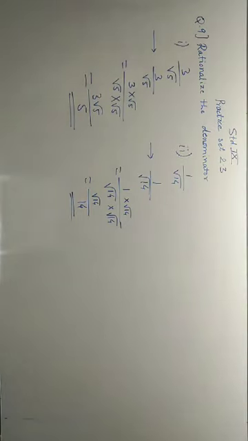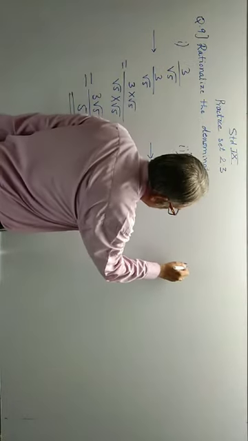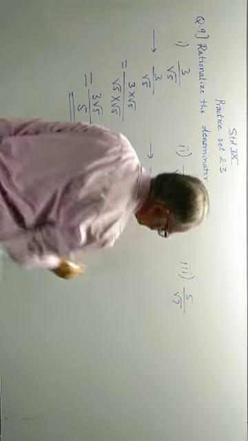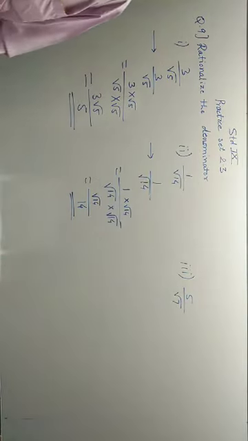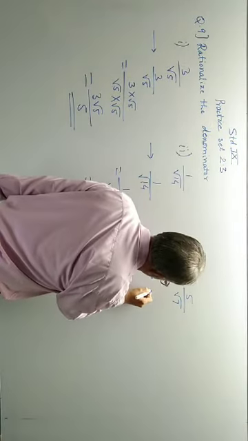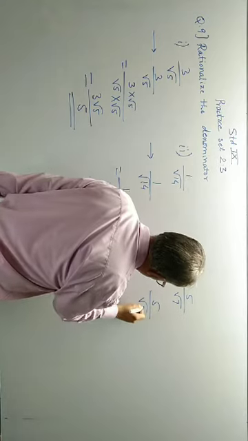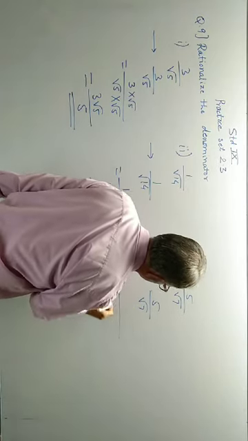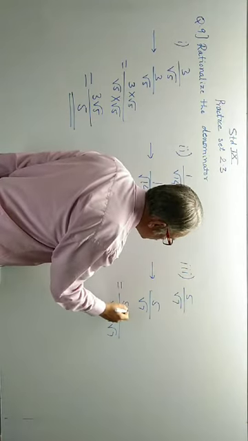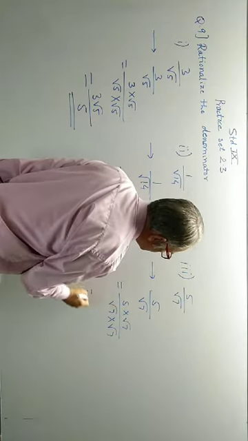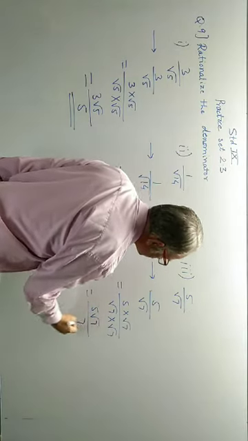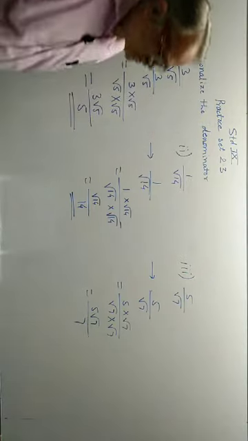The third is 5 upon root 7. Same way to do. To rationalize, root 7 should be multiplied by root 7. We cannot multiply only the denominator, so the numerator is also multiplied by the same. 5 into root 7 is 5 root 7. Root 7 into root 7 is 7. Root 49, that is 7.